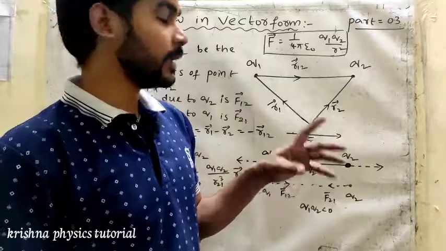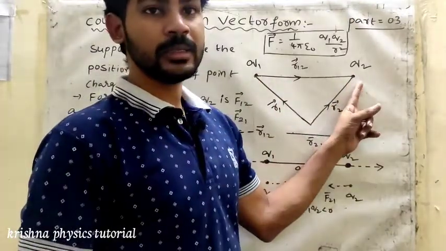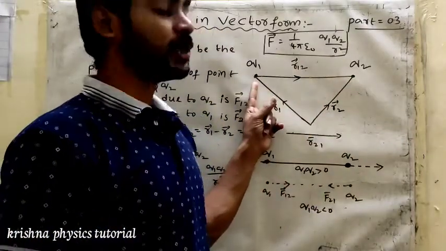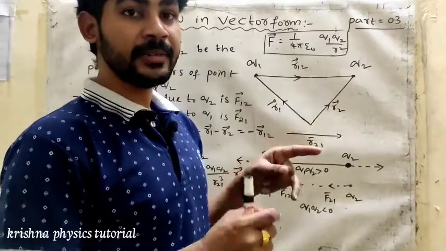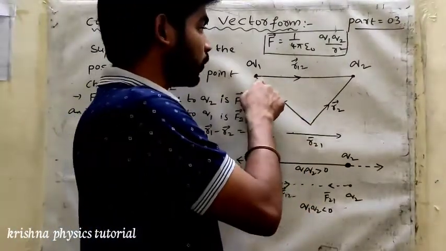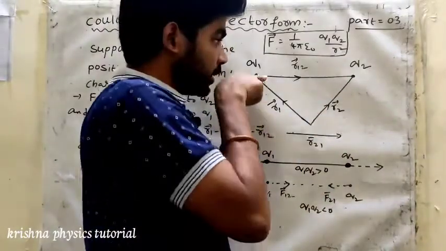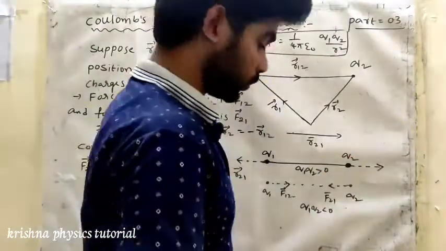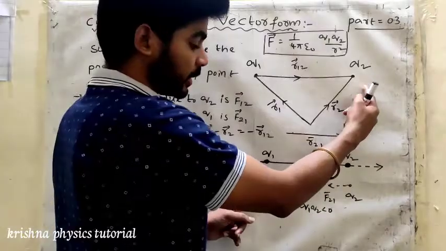The q1 charge applies a force on the q2 charge, and the q2 charge applies a force on the q1 charge also. In vector notation, q1 applying force on q2, how do we take the direction? The force of q1 on q2 is f12.